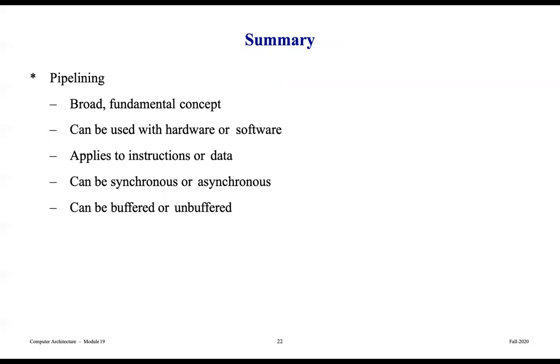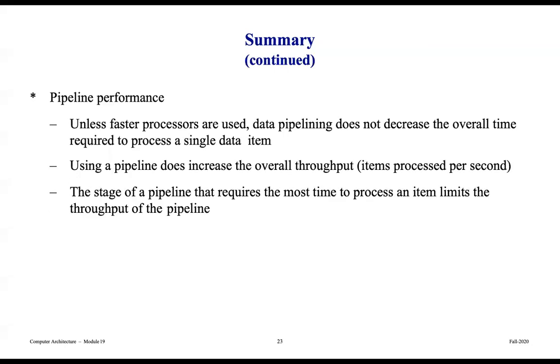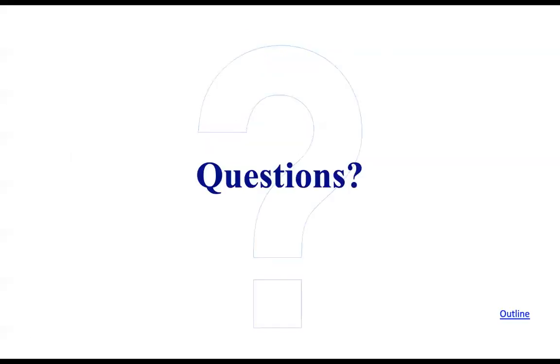So in summary, pipelining is a broad fundamental concept, can be used with hardware or software, and applies to instructions or data. It can be synchronous or asynchronous, and it can be buffered or unbuffered. In terms of pipeline performance, unless faster processors are used, data pipelining does not decrease the overall time required to process a single data item. Using a pipeline does increase the overall throughput, the items processed per second, and the stage of a pipeline that requires the most time to process an item limits the throughput of the pipeline.